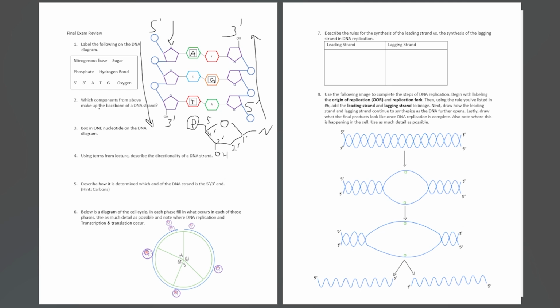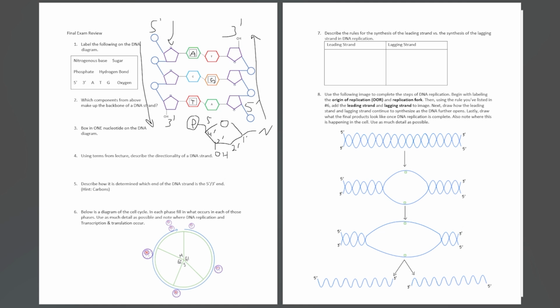Good. So what components from above make up the backbone of a DNA strand? So the backbone of anything, of an amino acid chain, of a DNA nucleotide chain, of whatever, is anything that's not the N bases. So anything that's excluded from the N bases is going to be our backbone. So that includes the sugar and the phosphate. Let me say that again. The sugar and the phosphate make up the DNA backbone, right?